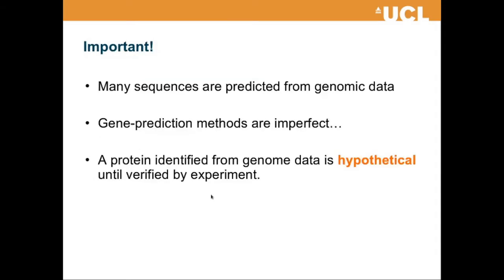Now, that point about prediction, as I said in my overview of what we try to do with bioinformatics, that prediction of which regions of DNA encode protein is not trivial. And given that these gene prediction methods are imperfect, then you'll find that in a resource like SwissProt, a protein that has been identified from genome data without being verified by experiment will be labelled as hypothetical.